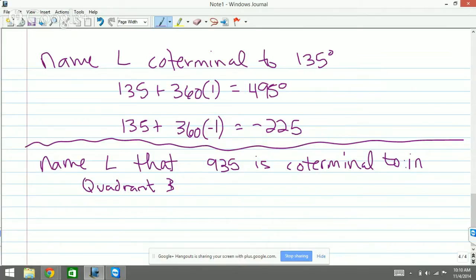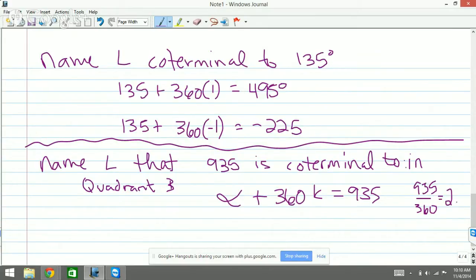Okay. So we know that this is true. Right? We have two variables. Can you solve this yet? We have to figure out what K is. So what's 935 divided by 360? 2 point something? Can somebody give us the exact 2 point something? 2.5. Okay, we need to use the 2 as K.